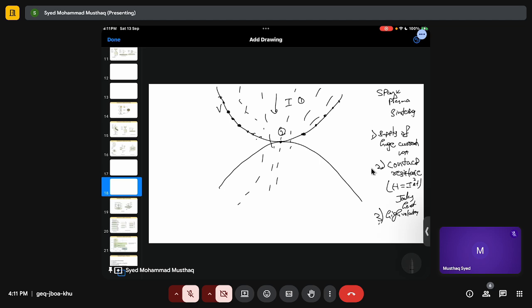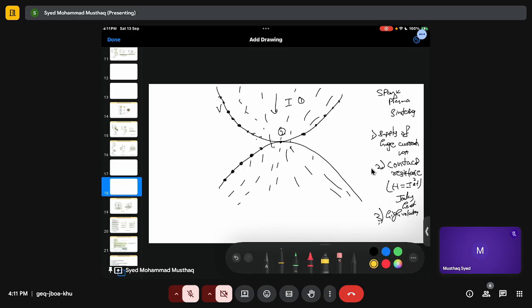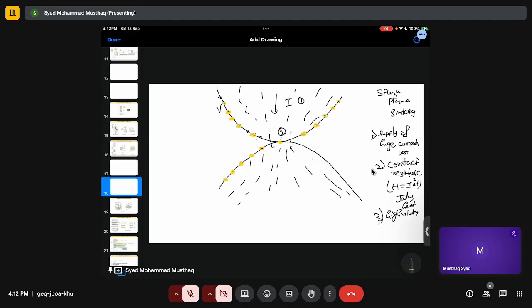And same goes for here also. This current will flow here. Again, you have voltage. So let me draw in a different color. Take yellow. Okay, this is the melting, right? The fused zone. Same. So there is very high voltage on the surfaces.